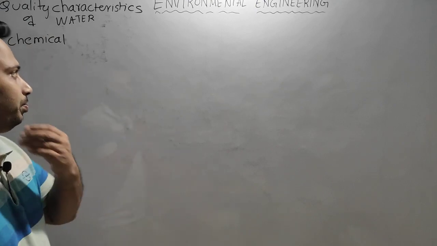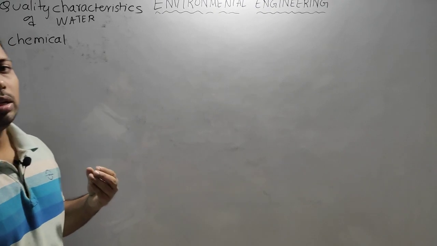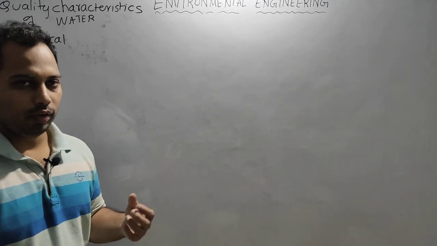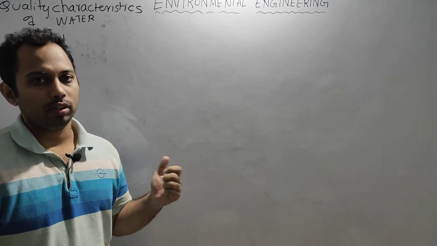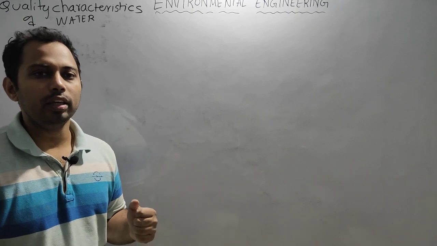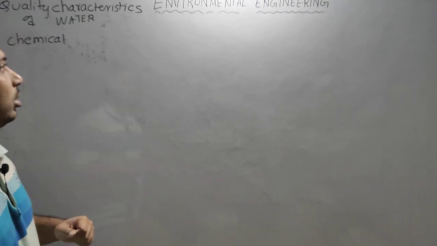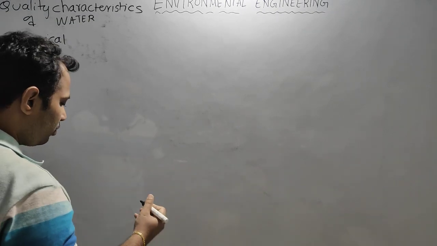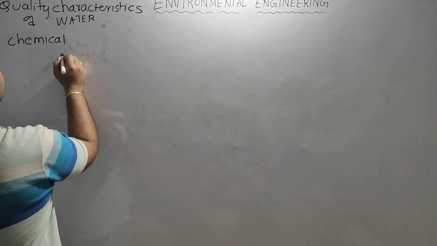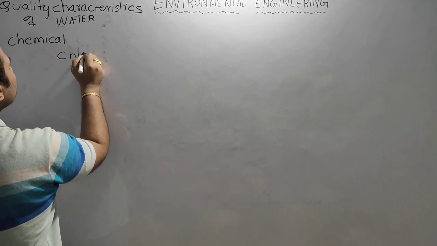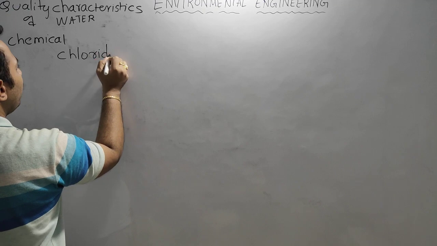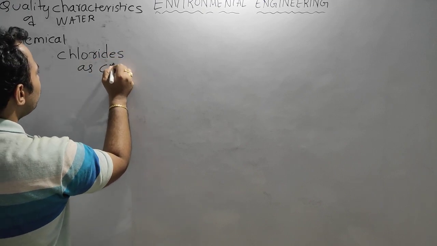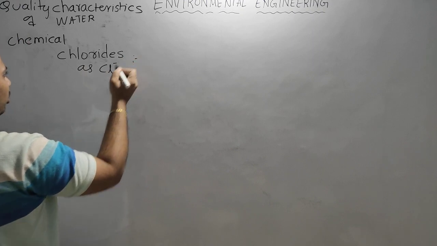Apart from multivalent metallic cations causing hardness and negatively charged anions causing alkalinity, there are some other chemical compounds also. Let us discuss them one by one. The next one is chlorides, as Cl minus. Chlorine is a disinfectant, but not chloride.